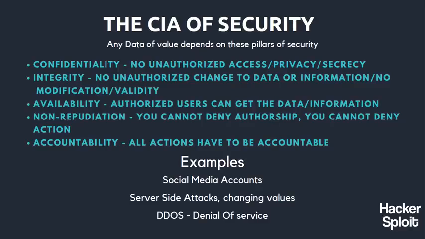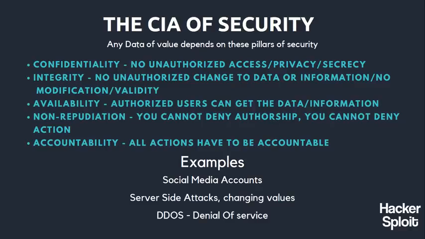Alright. The third one is availability. So the CIA trio is now complete: confidentiality, integrity, and availability. Availability is simply making sure that authorized users or valid users can get the data or information that they require without any problems. Okay, now let's look at the other 2, which are non-repudiation and accountability.